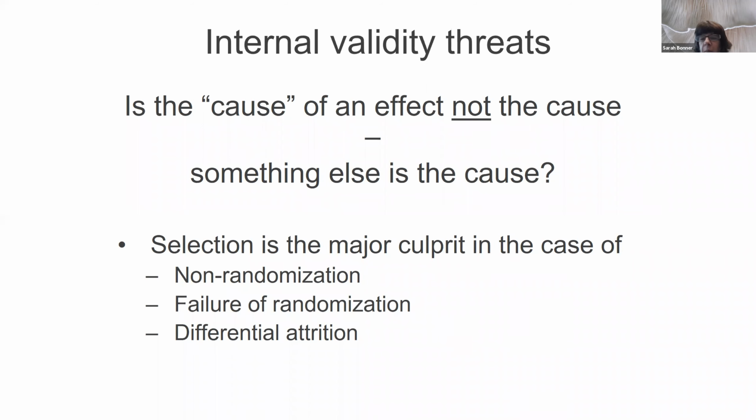A selection problem means that rather than the intervention causing the difference in outcomes, there is something about the characteristics of the people who went into the intervention, or the characteristics of the people who did not go into the intervention, that causes their differences.